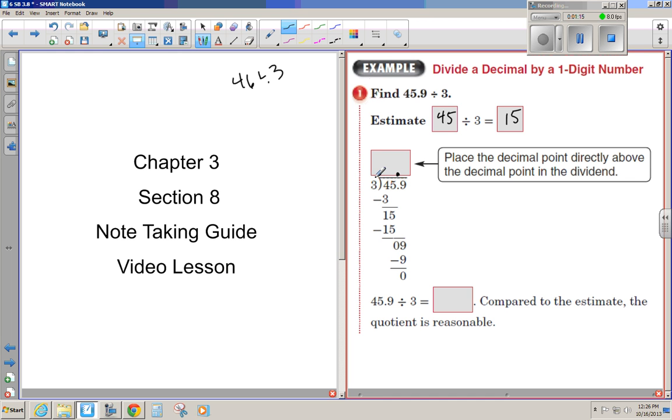Look at the number 3 and determine how many times it can go into the 4. Well, 3 goes into 4 one time. 1 times 3 is 3. Then you subtract. 4 minus 3 is 1, and you bring down the next number. So how many times does 3 go into 15? Well, for sure, 5 times. 15 minus 15 is 0. Bring down the 9. How many times does 3 go into 9? 3 times, and you get a remainder of 0. So we have 15.3. Is that reasonable with the understanding that we estimated 15? You should say that we think we did it right.